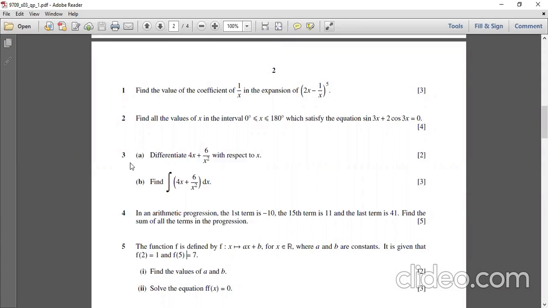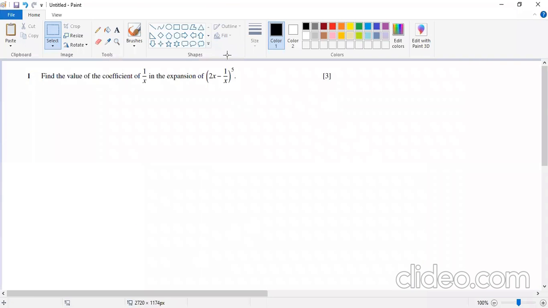Let's begin with question number 1. Okay, let's read and move it to whiteboard plus. Find the value of the coefficient of 1 over x in the expansion of the given expression. Okay, that thing there. How do we do this?